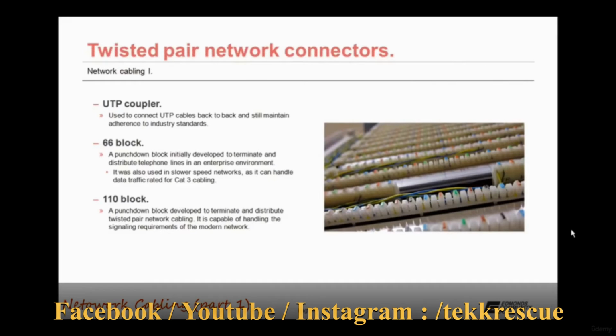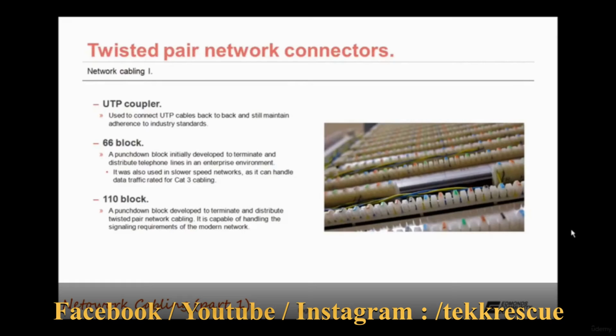You might still come across a 66 block being used for network connections, but probably not. It's a punch-down block that was initially developed to terminate and distribute telephone lines in an enterprise network. So you might still see it for telephony, but it's getting a little bit harder to find it. It was also used in slower speed networks as it can handle data traffic that's rated for Cat3 cabling. Much more likely you'll find a 110 block.